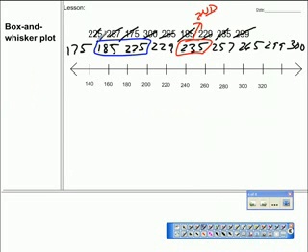185 and 225 are in the middle, so add them together and divide by 2, or they're 40 apart, right? Half of 40 is 20, 185 and 20, 205. So the first quartile is 205. I just averaged them.